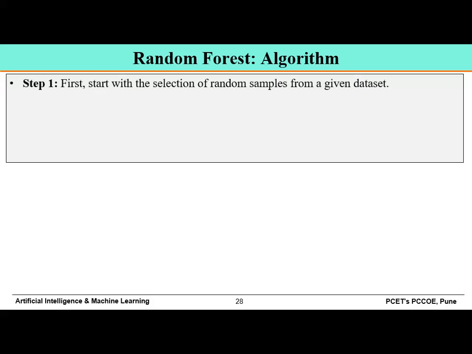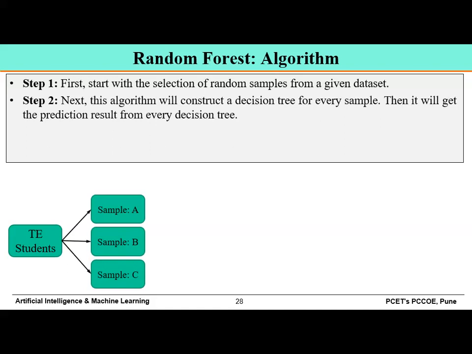Now again, the same example we will take in terms of the algorithm. Generally in the lab session we tell you to write the algorithm and then write the Python code, right? So step number 1, first start with the selection of random samples from the given data set. So the data set is the students. So the first step in the algorithm will be drawing the sample.